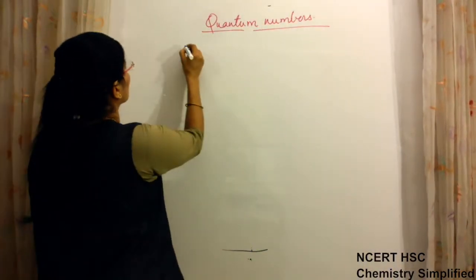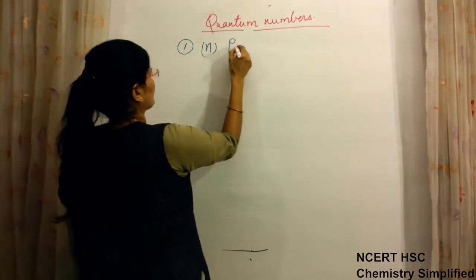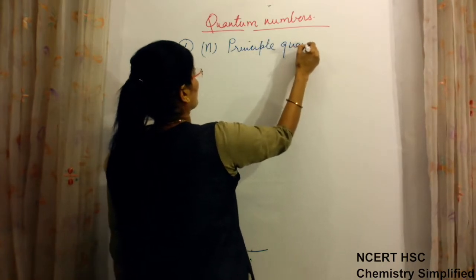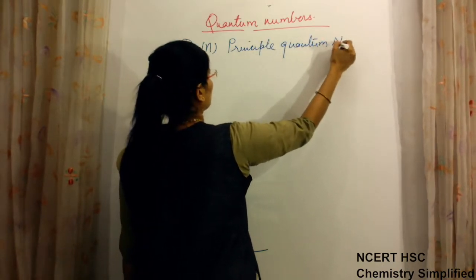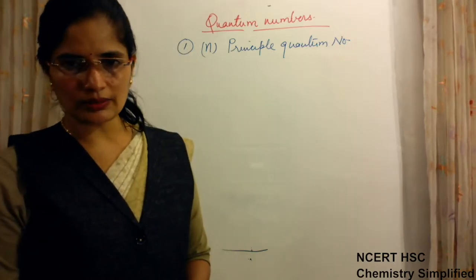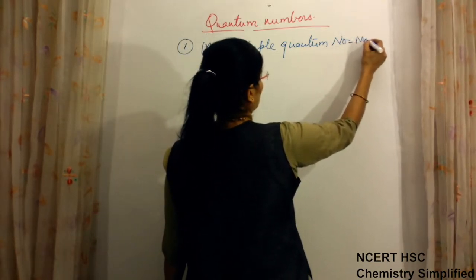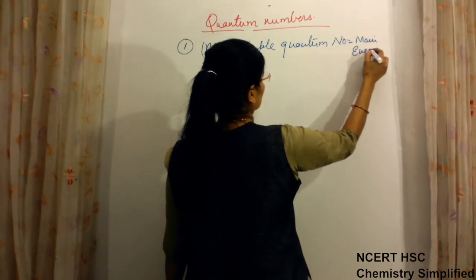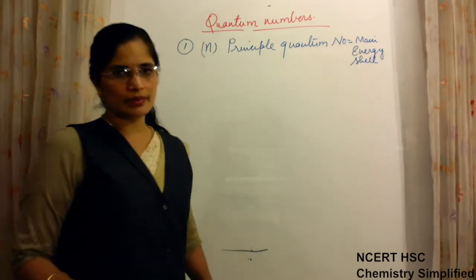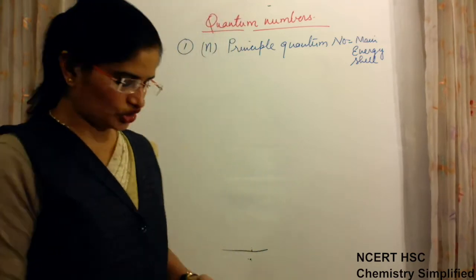What were those? First was small n, that is the principal quantum number. And what does this quantum number tell us? This quantum number tells us about the main energy shell. The main energy shell is given by this principal quantum number, that is where the electron is actually present, the main shell.